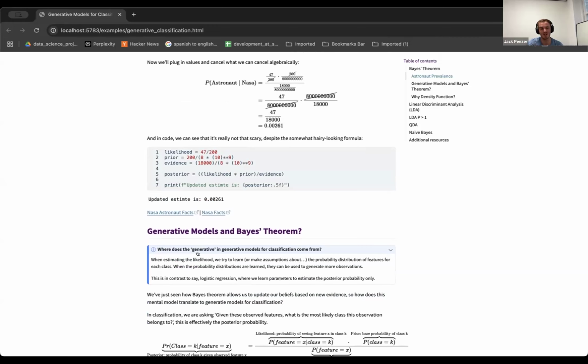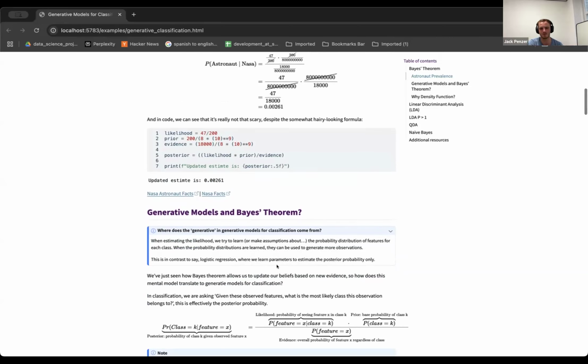I don't know if nowadays you would really use this term, just because generative AI is what everyone thinks of as generative AI. But that's why we're talking about generative models, or as classification models.